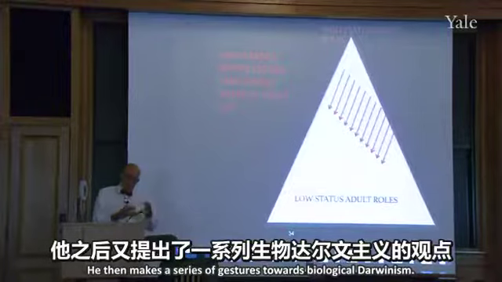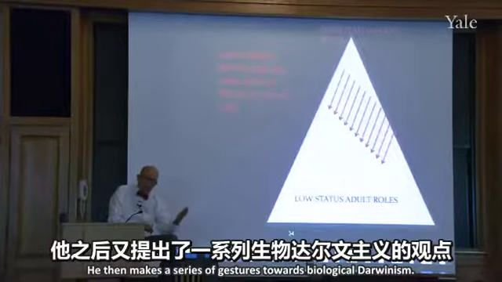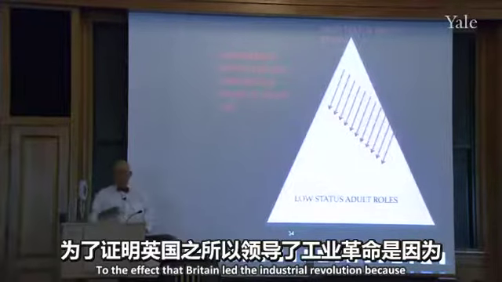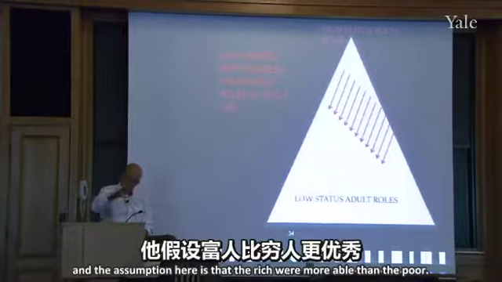He then makes a series of gestures toward biological Darwinism, to the effect that Britain led the Industrial Revolution because it had a disproportionate number of very able people, and the assumption here is that the rich were more able than the poor.